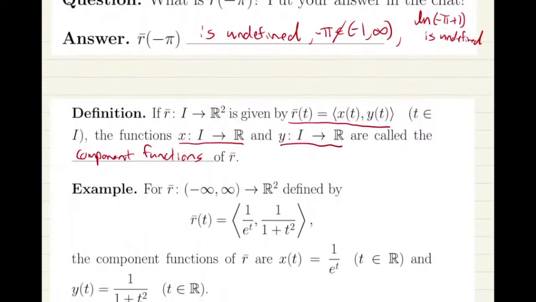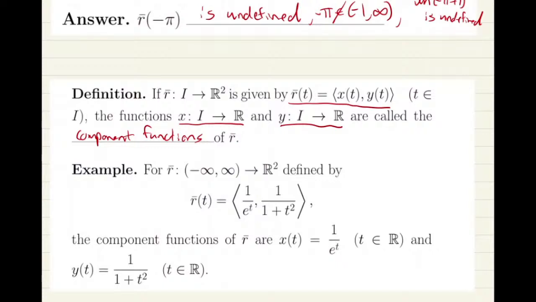For example, we've seen this example a few moments ago. If you look at this 2D function, it has two component functions. We call them x of t, which is the first component, 1 over e to the t, and has the same domain as r of t. And y of t, that's the second component. This notation is standard: x of t means the first component, y of t means the second component. X before y, that's standard.